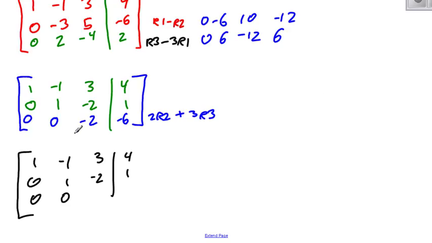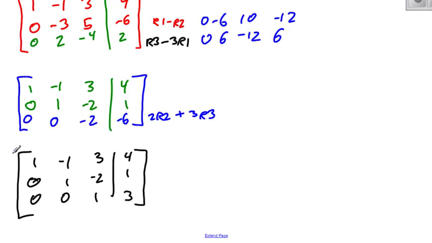Dividing by -2, we get 1, and -6 divided by -2 is 3. So now we have row echelon form. We have 1s going in descending pattern and 0s below them. That's row echelon form.